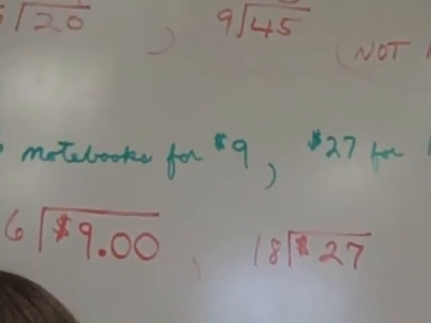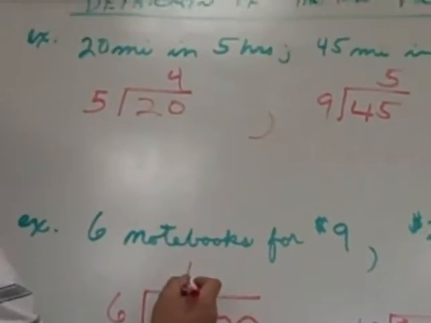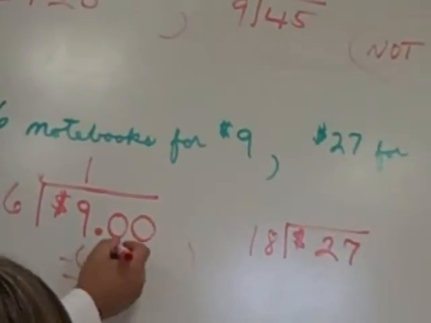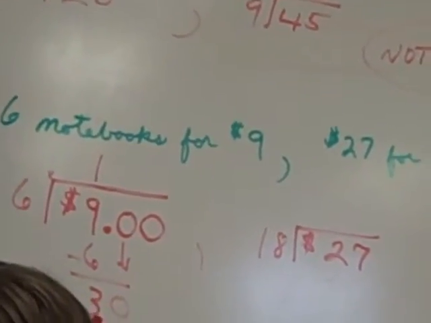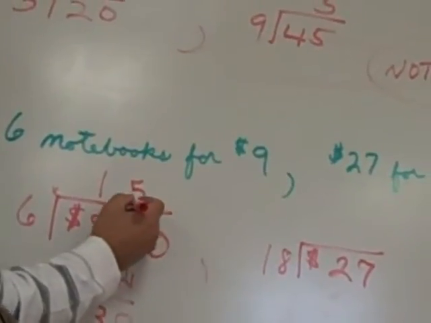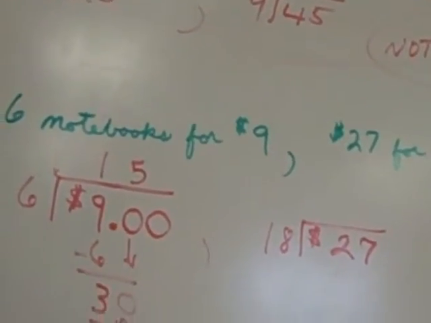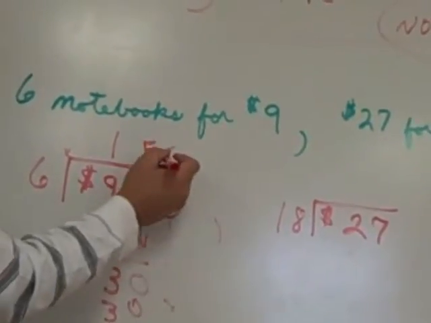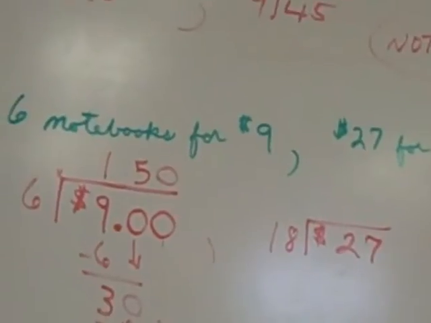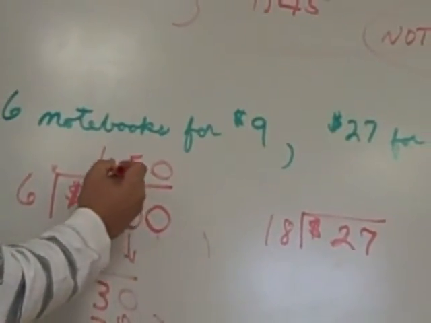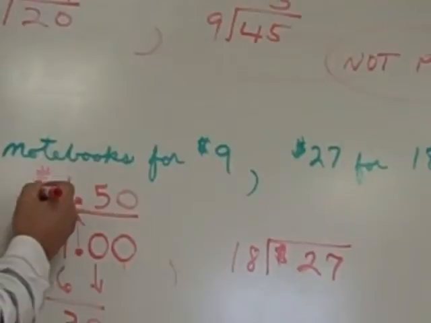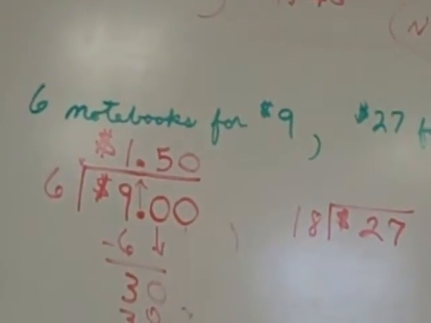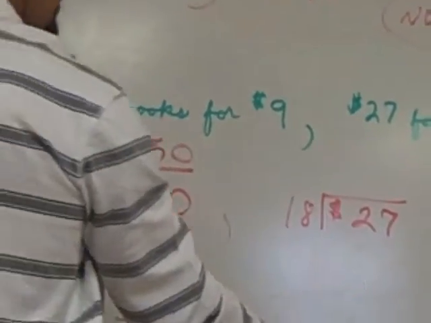So here we go. 6 divides into 9. Once. 1 times 6, 6. Subtract. 3. Bring down 0. 6 divides into 30. 5. 5 times 6, 30. 0. Bring down your next 0. 6 divides into 0. 0. Decimal goes straight up. $1.50 per notebook. Okay?